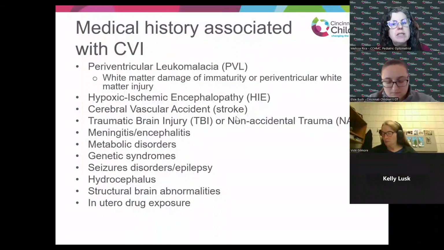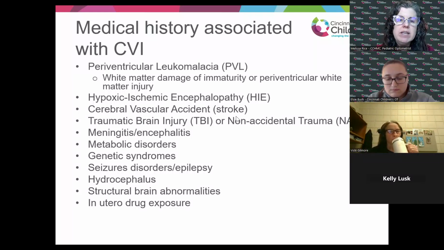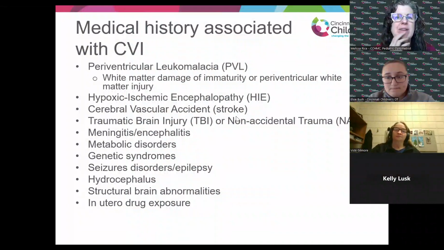Genetic syndromes, not all genetic syndromes, but genetic syndromes that affect the brain. You don't always pick it up on MRI, but it's something to take into account. And sometimes we find that these can be a little tricky because they just have a lot going on, like a lot of the kids we see, and you have to sort it out.